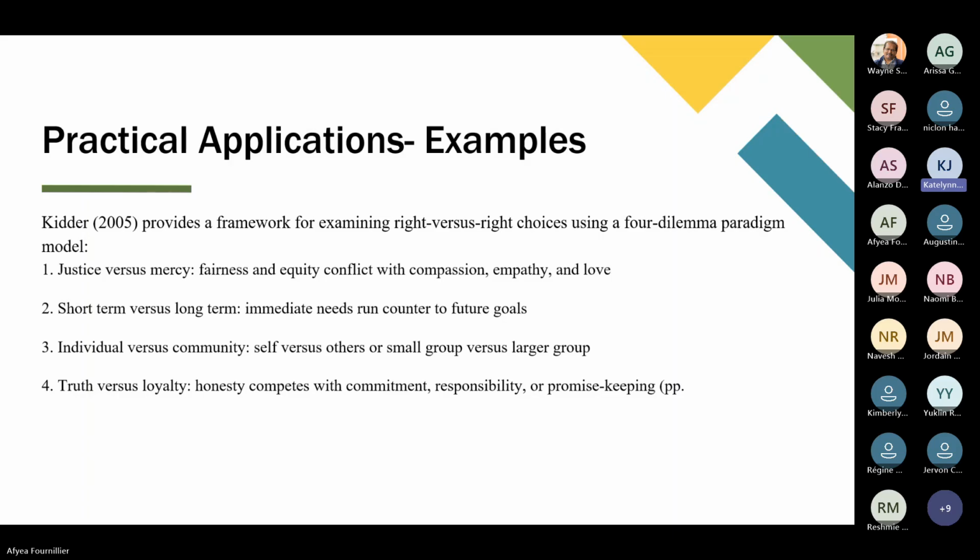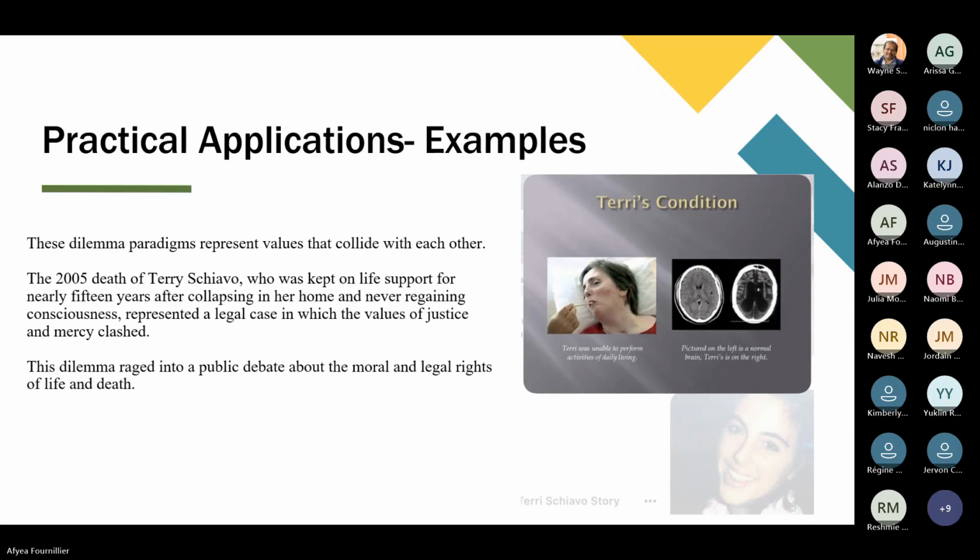Three, we have individual versus community. This is self versus others, or small group versus larger groups. And four, we have truth versus loyalty. This is where honesty competes with commitment, responsibility, or promise keeping. So these dilemma paradigms represent values that collide with each other.